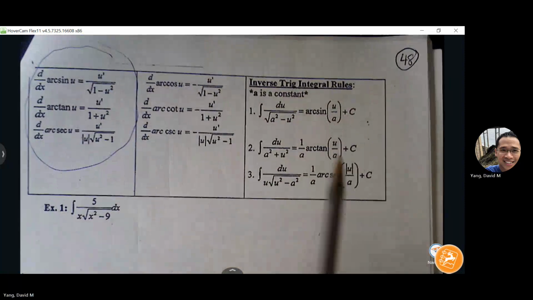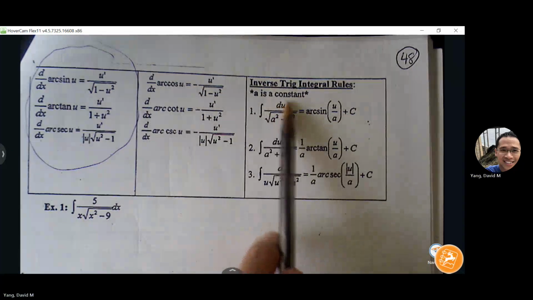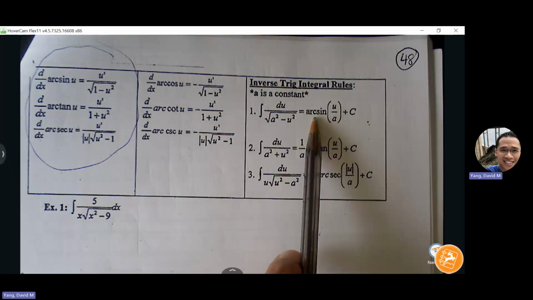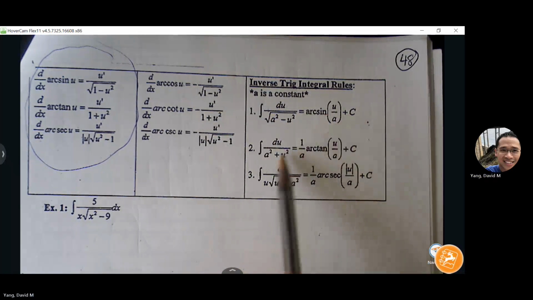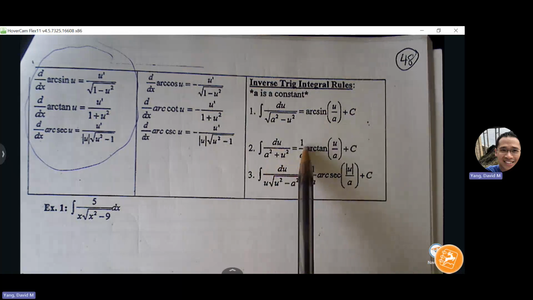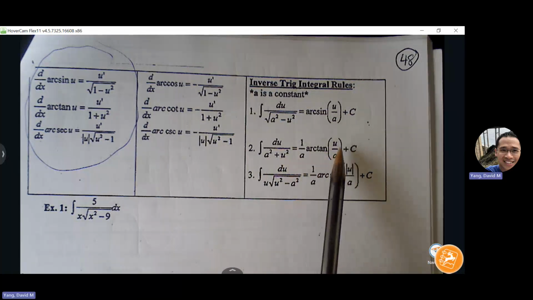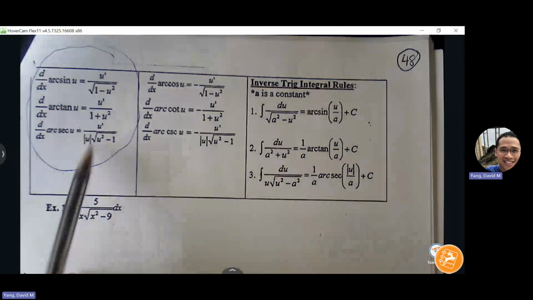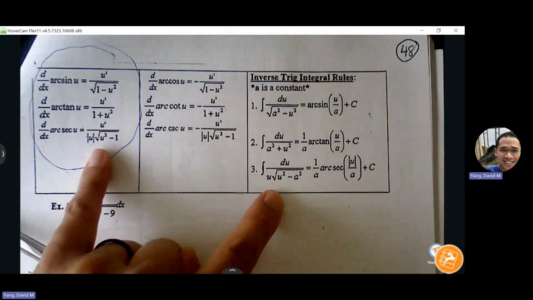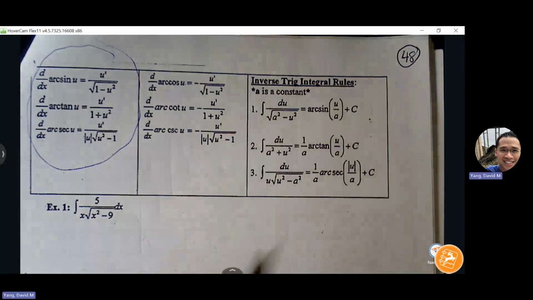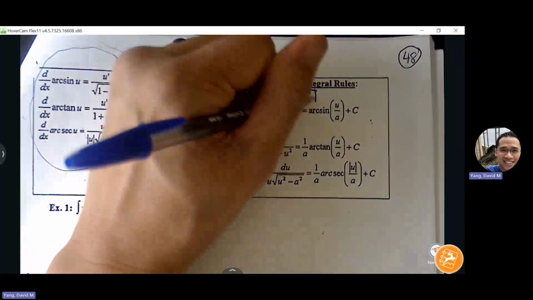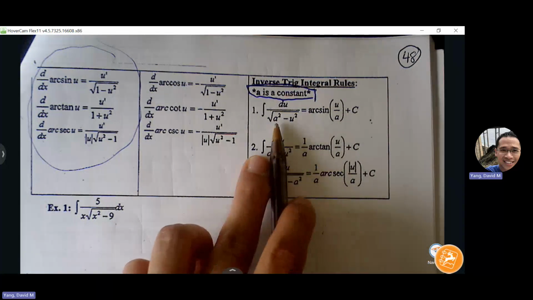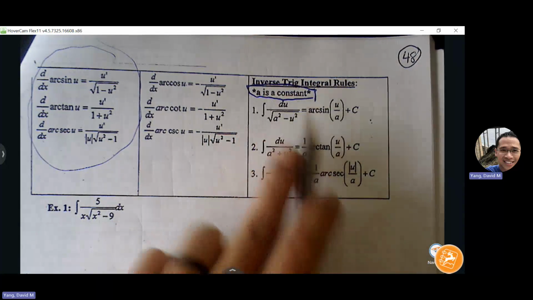So with some slight adjustments, if I have du over square root of a squared minus u squared, that ends up being arc sine of u over a. Du over a squared plus u squared, I have to do 1 over a, arc tangent of u over a plus c. And the arc secant is this mess, but it kind of resembles the derivative for arc secant. Now a is the constant. So if you're looking in the denominator and trying to figure out what is a and what is u, your a is going to be the constant and your u is going to be the variable.